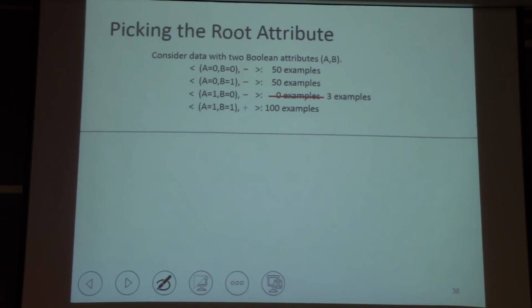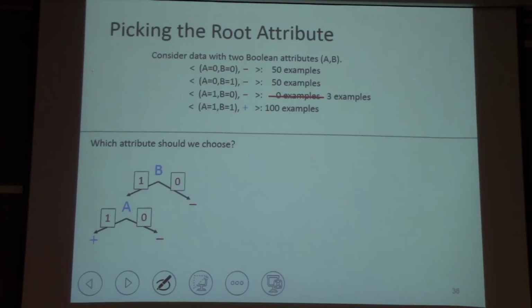Now the question is, what attribute would you split on? I guess the big question is, could we label that as noise or not? Because we have no idea. This is the data we have. Let's walk through this point.